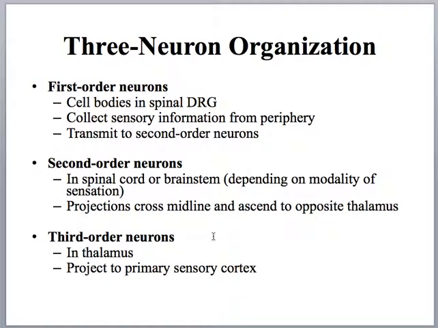Your first order neurons are cell bodies that are contained within the dorsal root ganglia. They're the ones that collect the information from the periphery and transmit it to second order neurons. Second order neurons are either in the spinal cord or brainstem, depending on the modality of the sensation. Their projections cross the midline, and they ascend to the contralateral or opposite thalamus. Your third order neurons are contained within the thalamus, and then they project to the cerebral cortex.